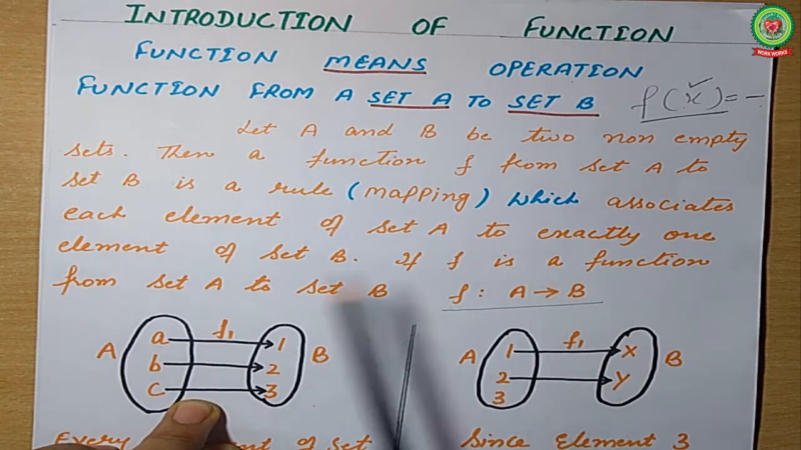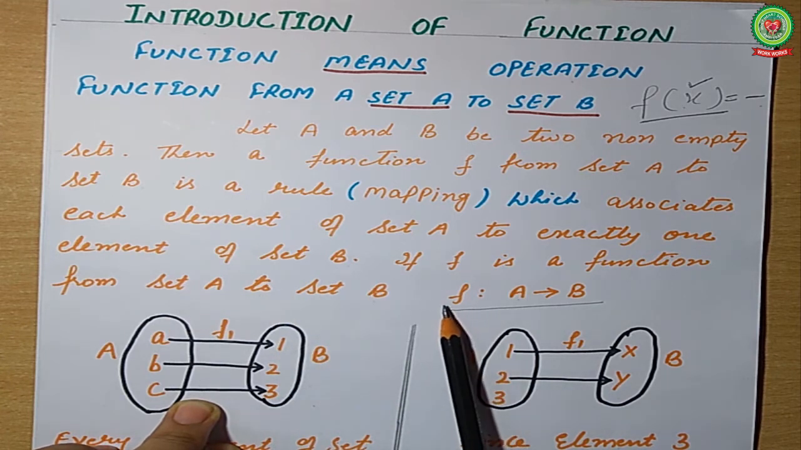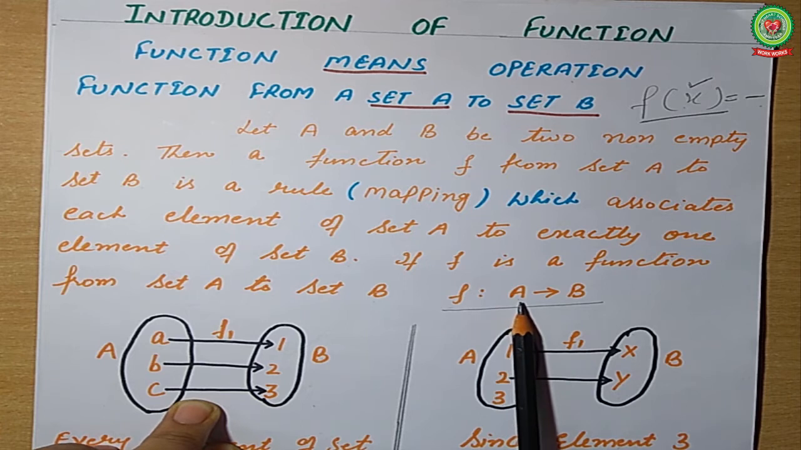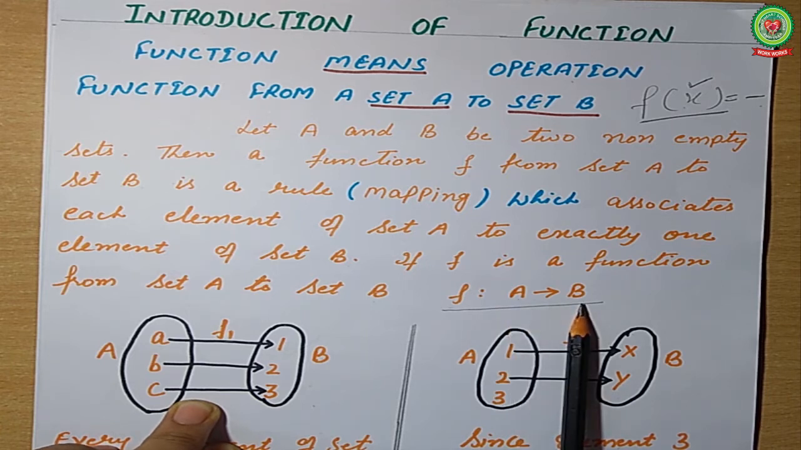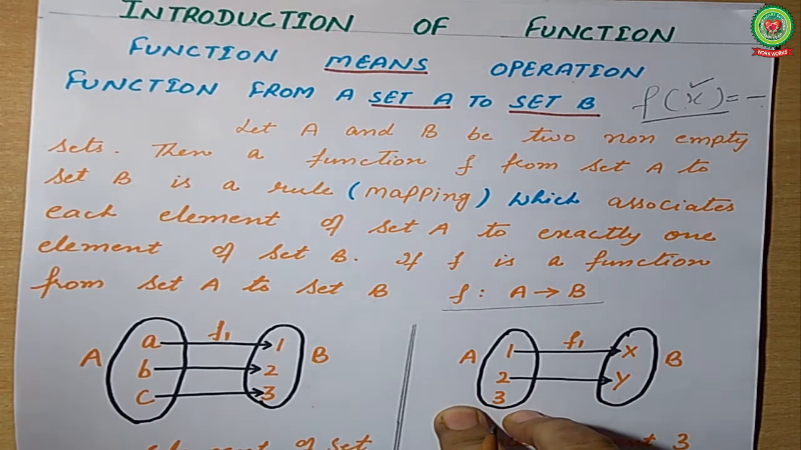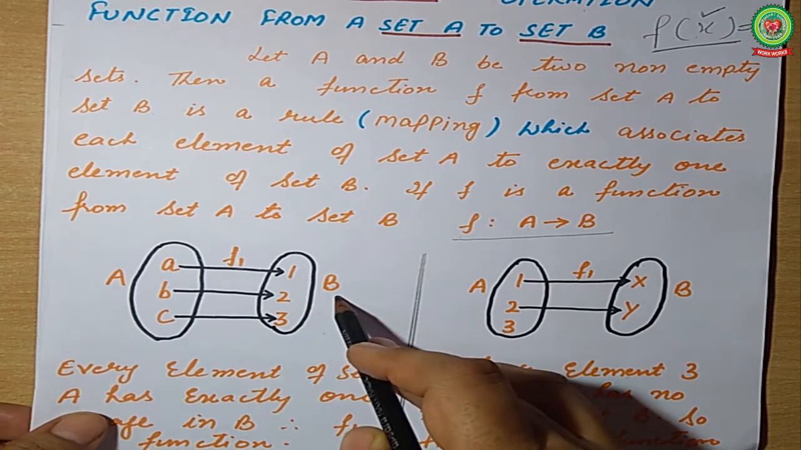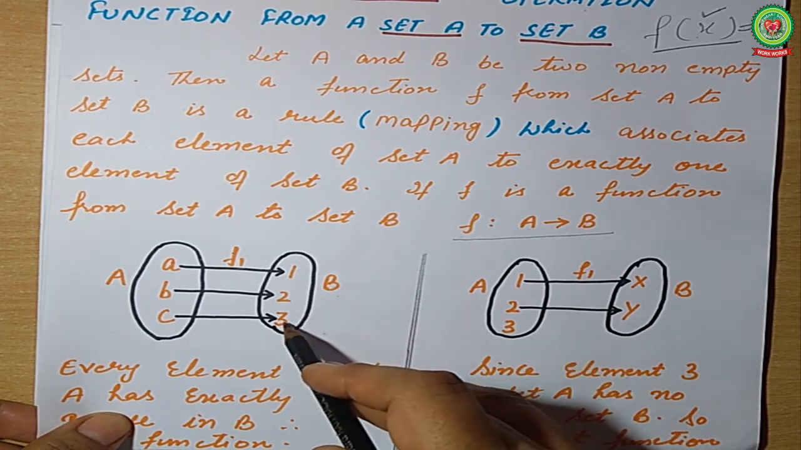If f is a function from set A to set B, it is denoted such that f is a function from set A to set B. Now, I am taking one example here. Set A has elements a, b and c, and set B has elements 1, 2 and 3.